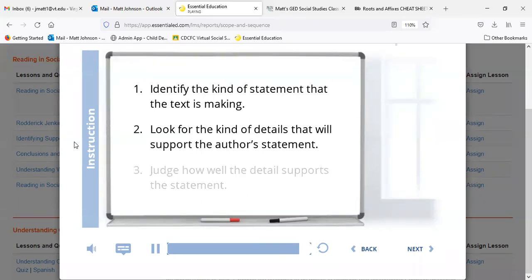Third, judge how well the detail supports the statement. Sometimes authors will use some pretty flimsy support. You want to make sure you spot that. Well, that's pretty much all there is to it. Why don't you give it a try? We're going to get a lot of practice and get more specific with this.